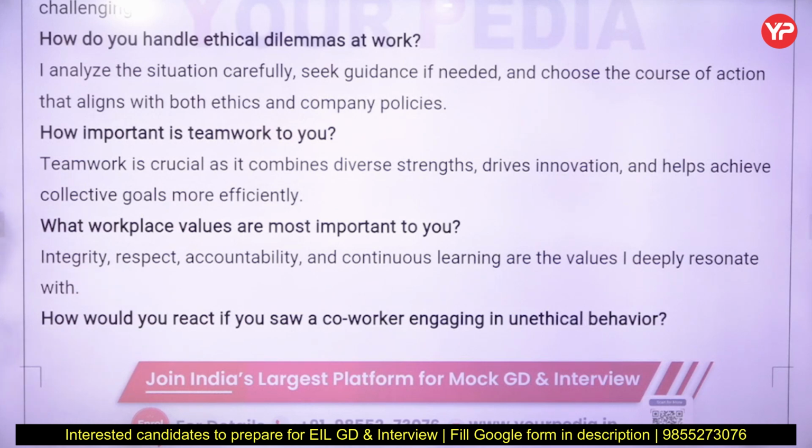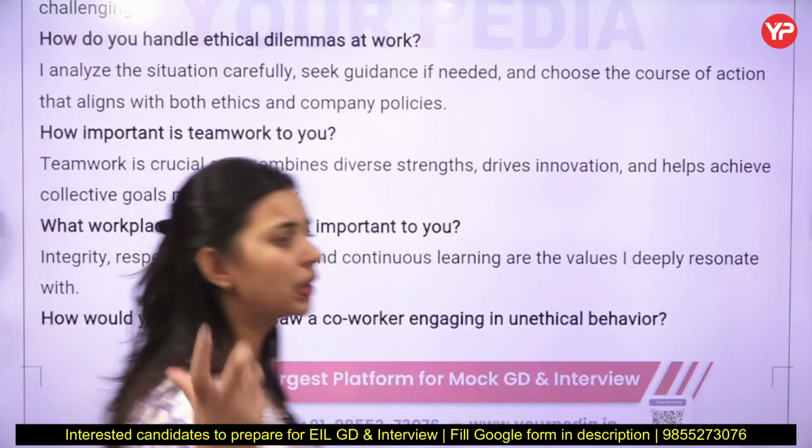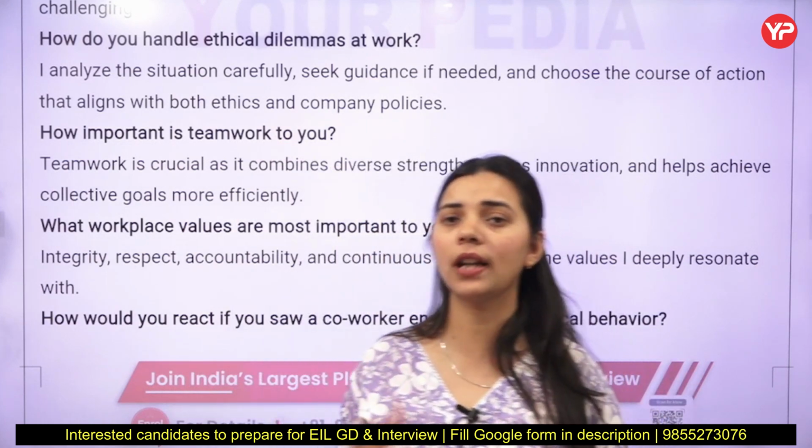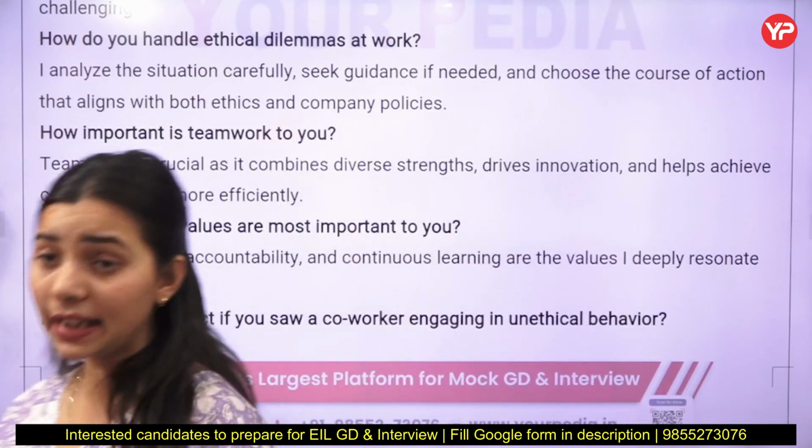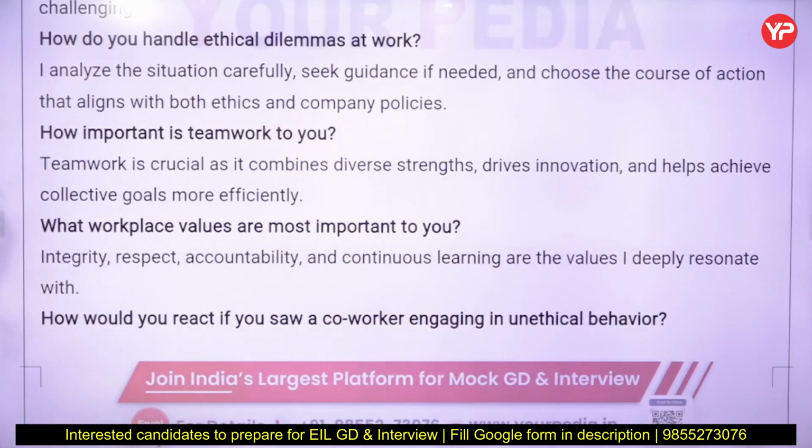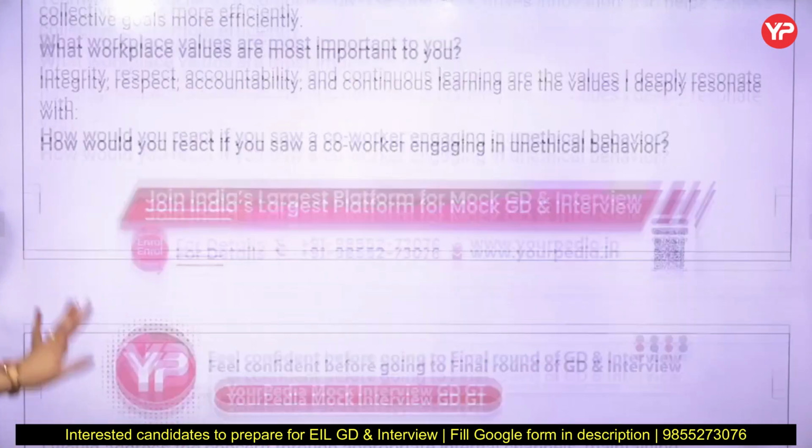That is integrity, respect, accountability. These are some jargons, you can say it out. These are some keywords which you can use while you're giving your HR answers basically. That can help you to give very good answers. How would you react if you saw a co-worker engaging in unethical behavior?